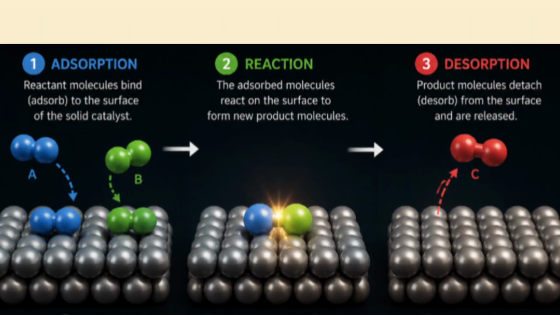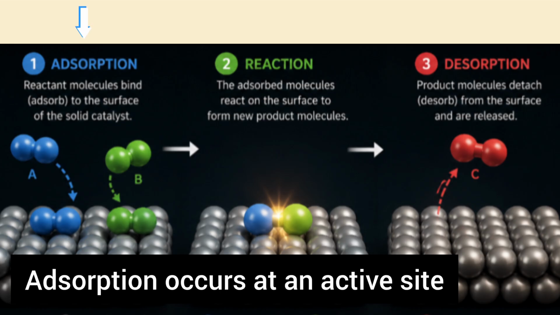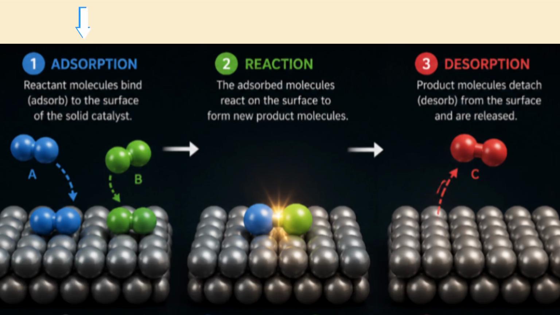This visual shows how a heterogeneous catalyst works for a general reaction involving reactants A and B forming a product C. In the first stage, reactant molecules adsorb onto the catalyst surface. Adsorption is the process of the reactants binding or sticking on to the catalyst surface.